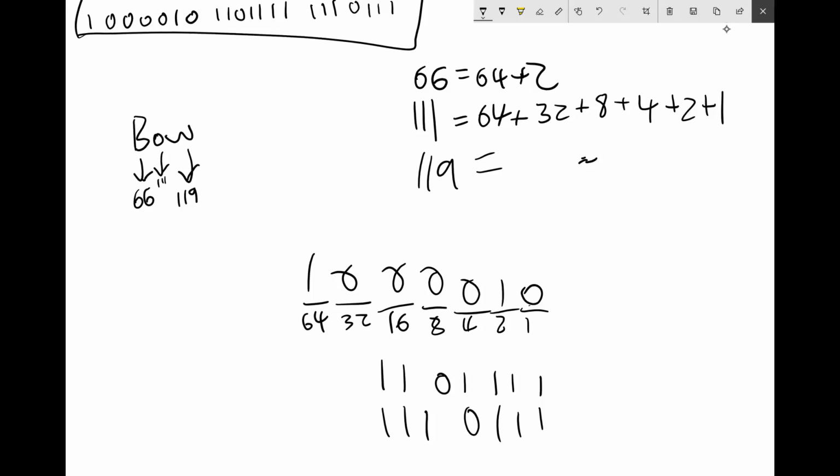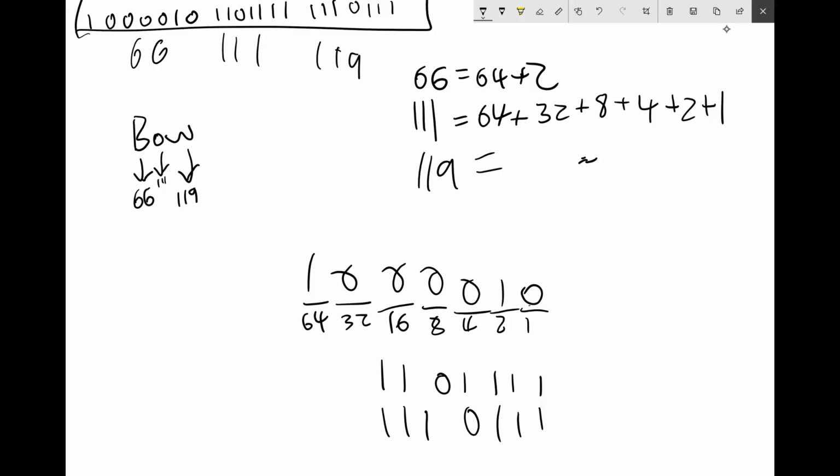Now you may be wondering, how do we then tell the difference between 66, 111, and 119? After all, this actually just reads 66, 111, and 119, doesn't it? However, when we do arithmetic operations, or any operations really, with these binaries, the computer will automatically recognize whether it's a string or a number. For example, you can't do A times B if A is bow and B is bow as well. You can't do bow times bow.